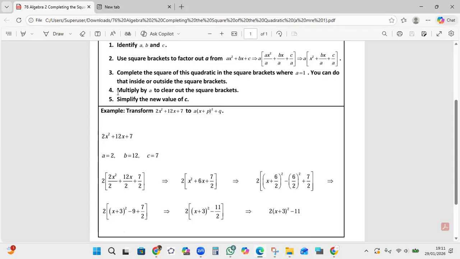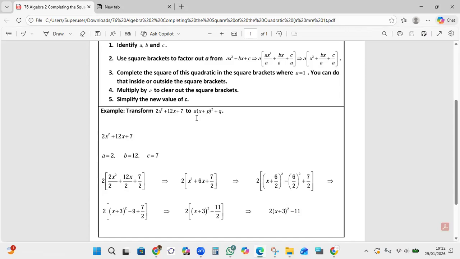Now, the fourth step now is to multiply by A to clear out the square bracket. So we don't want our answer to have a square and a curve. It's only a curve with A outside. So we have to multiply by 2. It will multiply the curve bracket, the first curve bracket, and that 2 will also multiply minus 11 over 2. So the 2 times the curve bracket will appear in front of the curve bracket. Here it is. And 2 times minus 11 over 2, the 2's will cancel out, and you're left with minus 11. And here's the final answer, 2 outside of x plus 3 all squared minus 11.